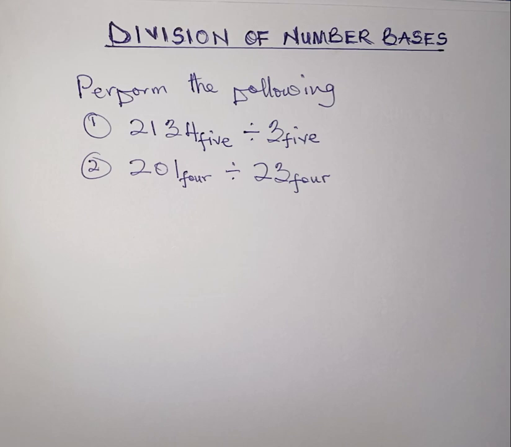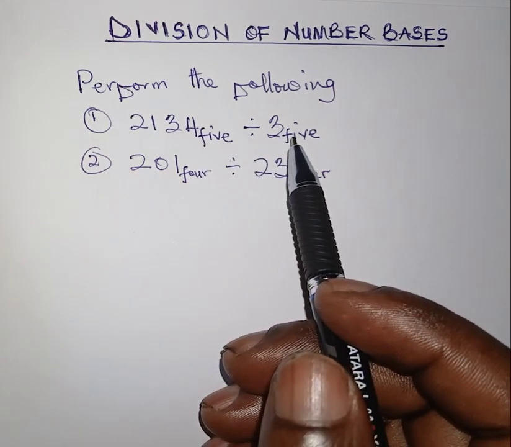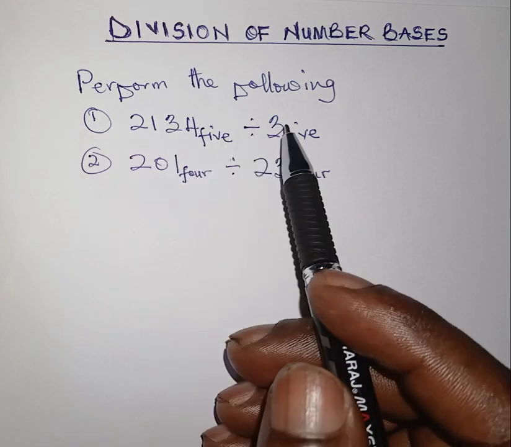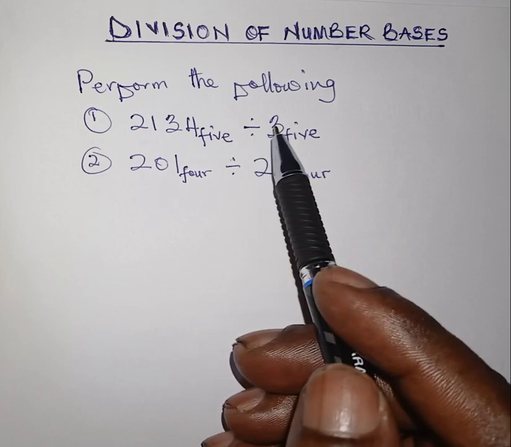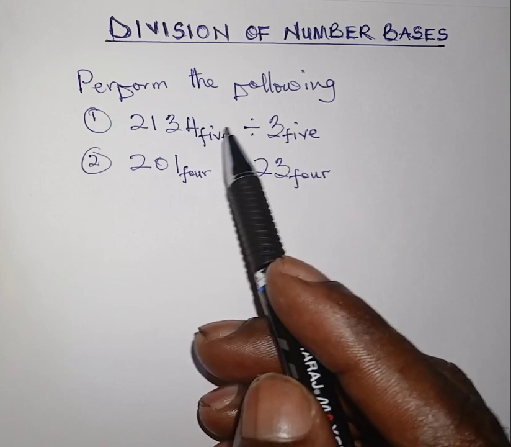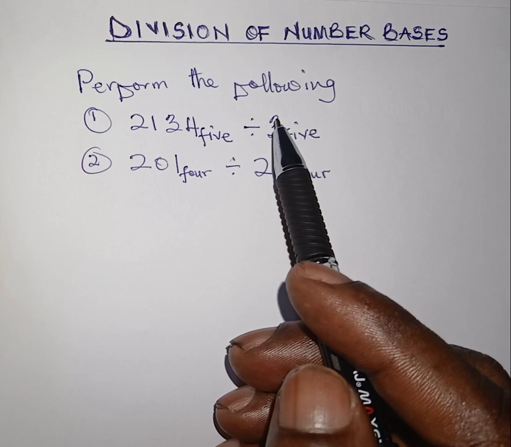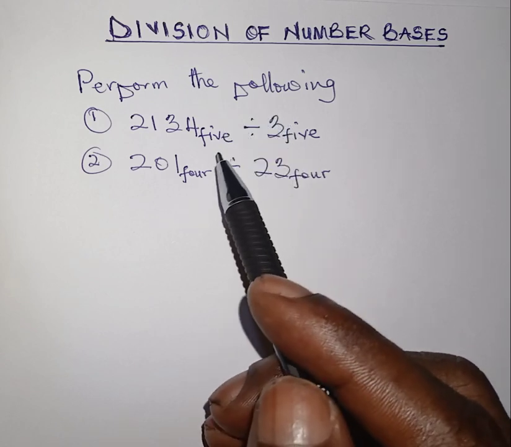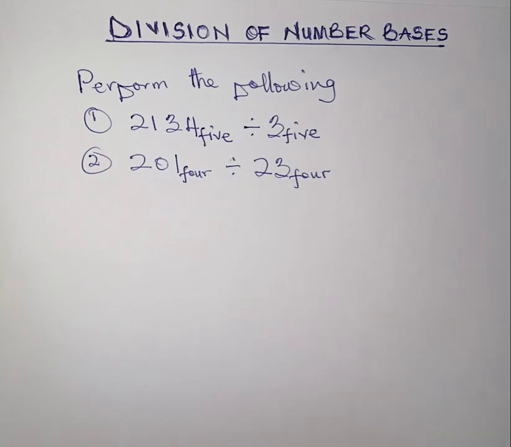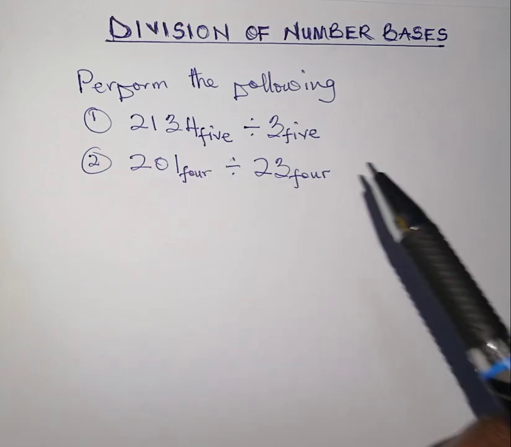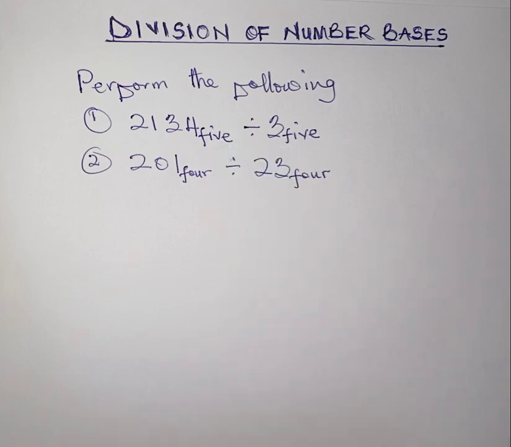So the first step is that when you are asked to divide, first you need to convert everything to base 10. Okay, you need to convert everything to base 10 first, then you divide and get your value. After getting your value, then you change it back to the required base given. Whenever you are asked to do the division, first change it to base 10.